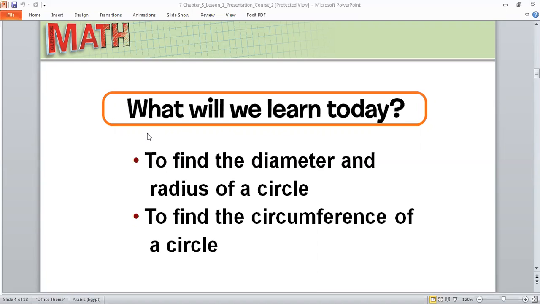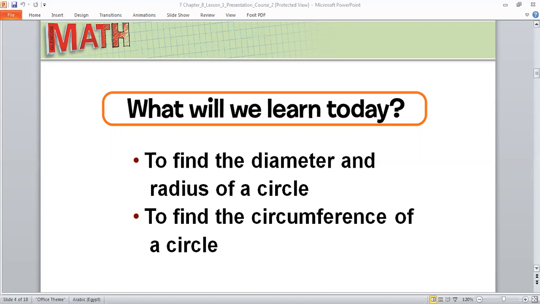What will we learn today? One, to find the diameter and radius of a circle. Two, to find the circumference of a circle. So today we need to find the relation between the diameter.